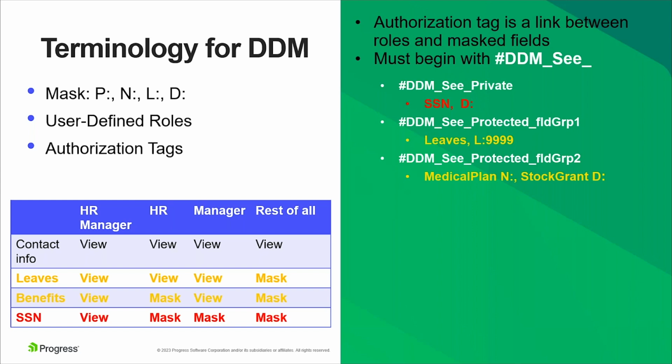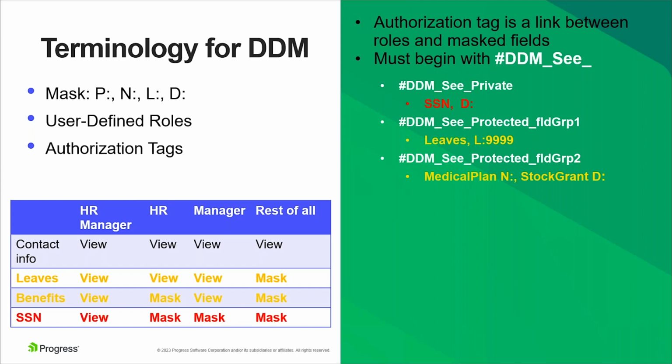In the same way, we have created a tag DDMC protected field group 1 and assigned it to the field leave with the literal mask L and four lines. Lastly, we have one more tag, DDMC protected field group 2, and we have assigned this tag to two fields that are part of benefits: the medical plan field with the null mask and the stock grant field with the default mask.